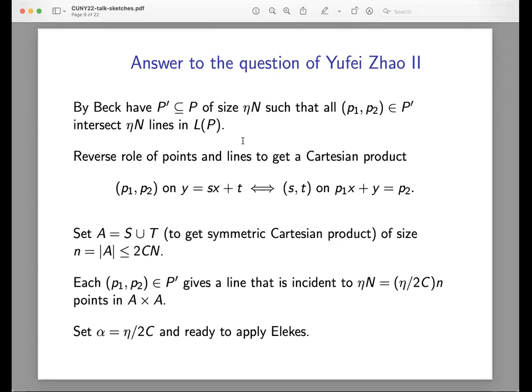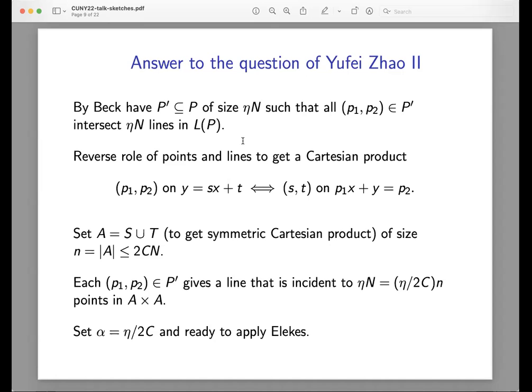So the first thing is, again, I have this point set P, and I pass to a subset of density eta that has the property that every point is incident to at least eta times capital N lines. This comes from Beck's theorem. Now I have to do this confusing thing because my point set is not a Cartesian product, and I want to apply Elekes's theorem, and Elekes's theorem is for Cartesian products.